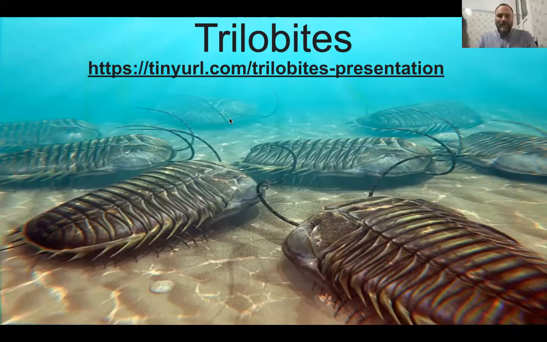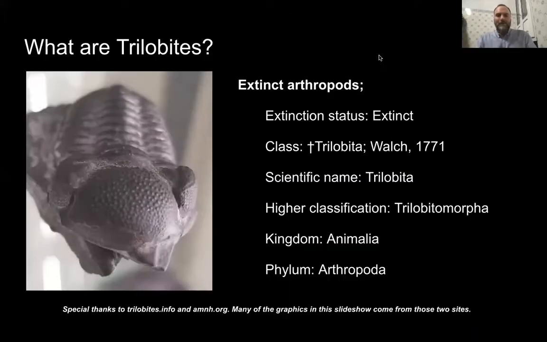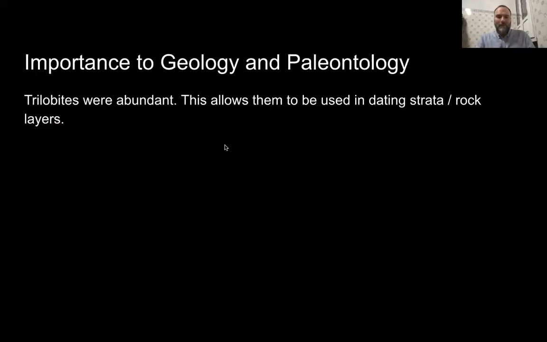Initial image there, that's sort of your typical Devonian seafloor, which is the kind of area that I tend to collect. I'll start with just some basics. What are trilobites? They're extinct arthropods. They're in the phylum of arthropods, and why are they important to geology?